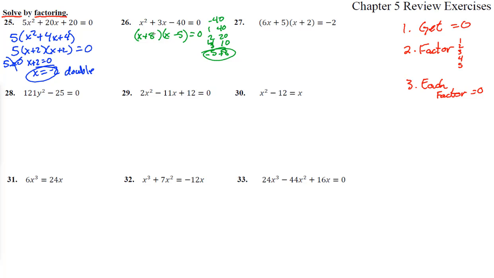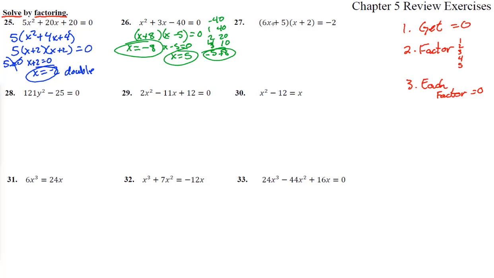And then, now that it's factored, step number 3, get each piece equal to 0. So x plus 8 equals 0 will give us x equals negative 8. And x minus 5 equals 0 will give us x equals 5. So we have 2 answers.